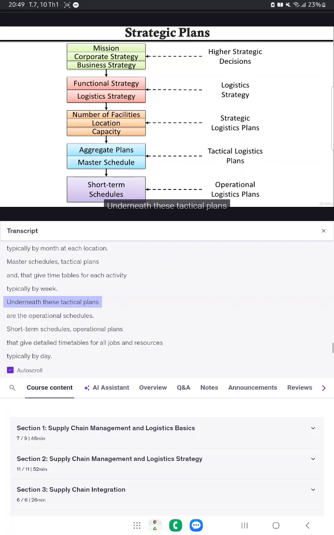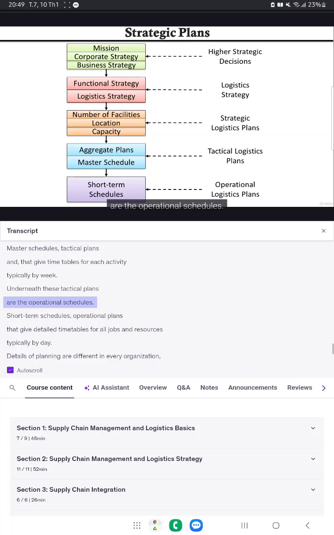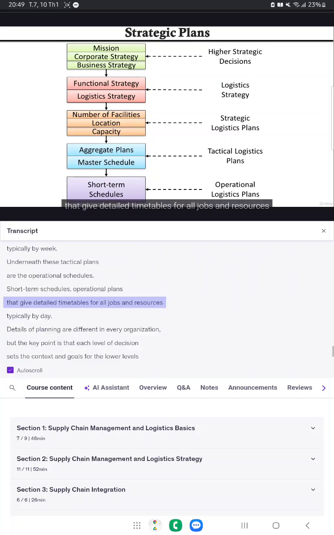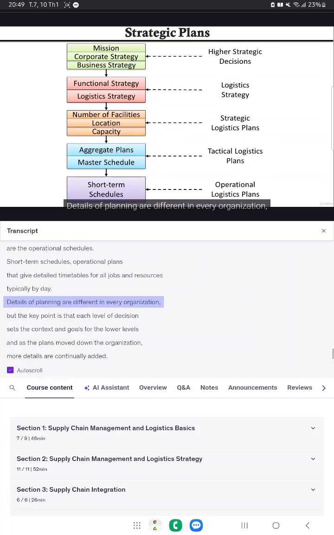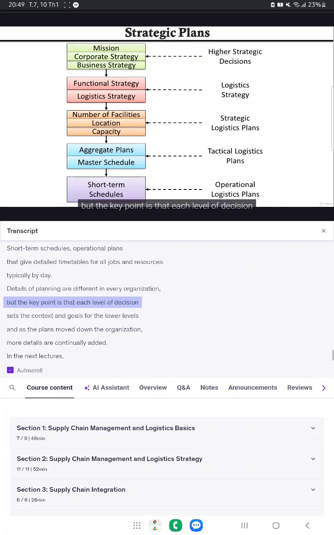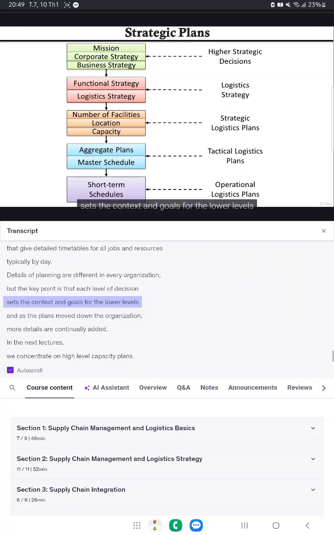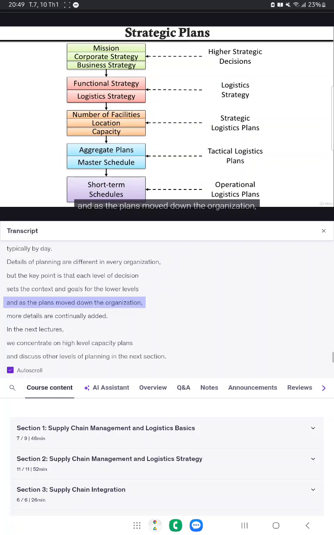Underneath these tactical plans are the operational schedules, short-term operational plans that give detailed timetables for all jobs and resources typically by day. Details of planning are different in every organization, but the key point is that each level of decision sets the context and goals for lower levels. And as the plans move down the organization, more details are continually added. In the next lectures, we concentrate on high-level capacity plans and discuss other levels of planning in the next section.